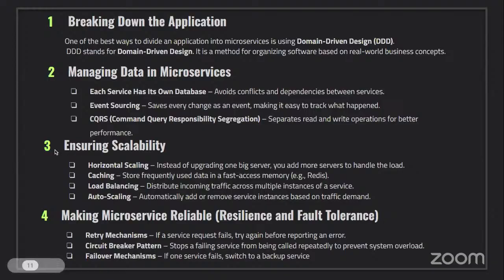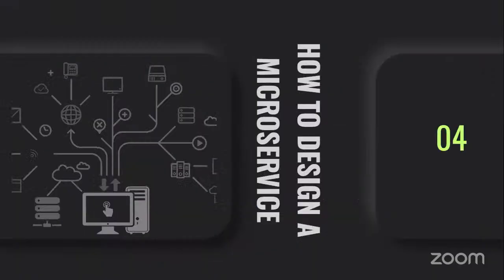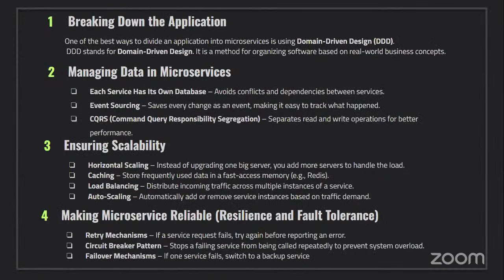So number three is ensuring scalability. First, horizontal scaling: instead of upgrading one big server, you add more servers to handle the load. So this is how to design a microservice. Instead, you need more than one server. This is what we call horizontal scaling, and we also have vertical scaling.